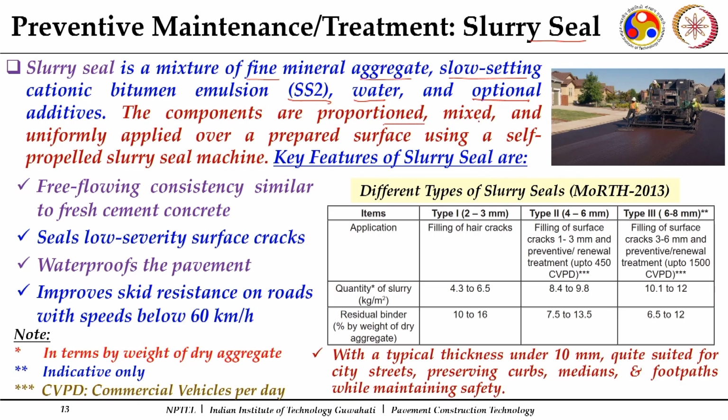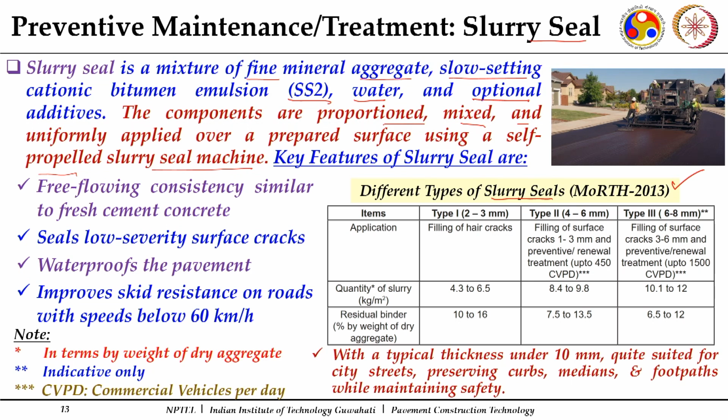We have dedicated guidelines, specifically IRC SP 81, which gives us guidelines for slurry seals and micro surfacing. We have the MORTH specifications for road and bridge works, which also give detailed guidelines on the composition and application of slurry seals. The components are proportioned, mixed and uniformly applied over a prepared surface using a self-propelled slurry seal machine. This is important, it should be applied through a slurry seal machine to get the desired benefits.